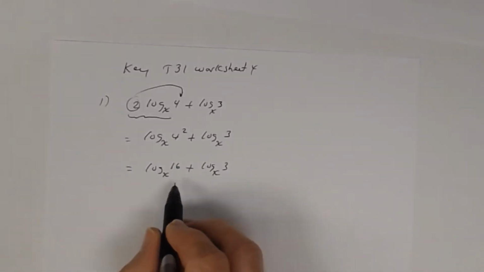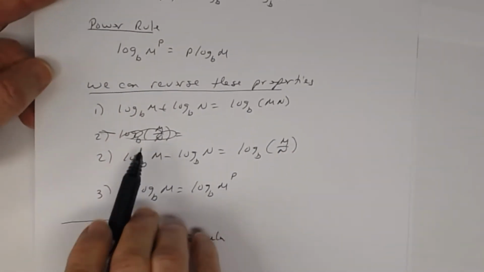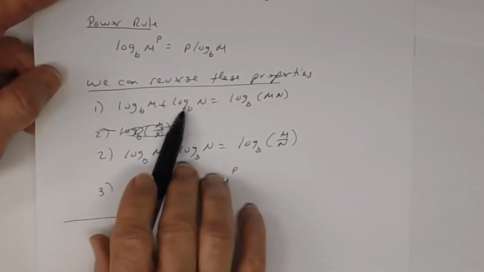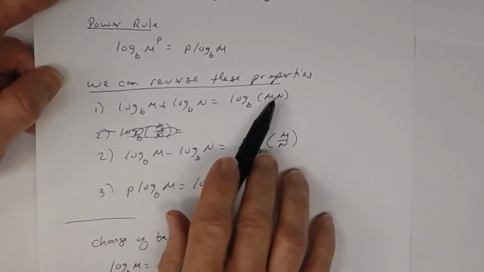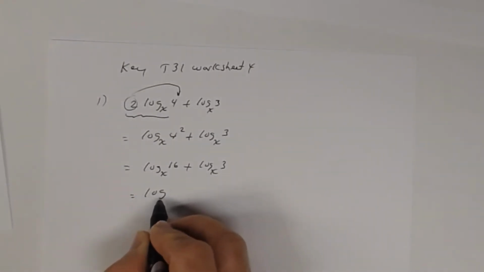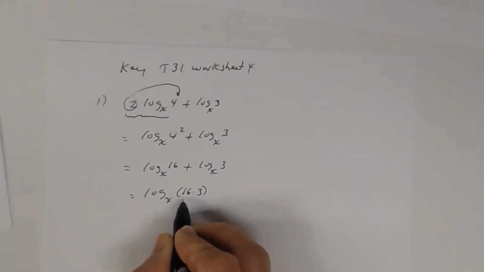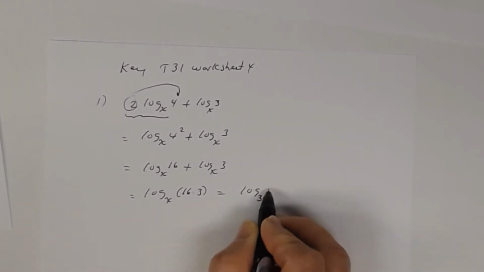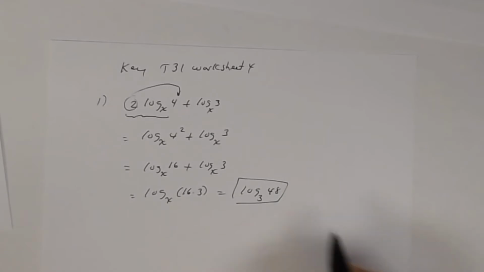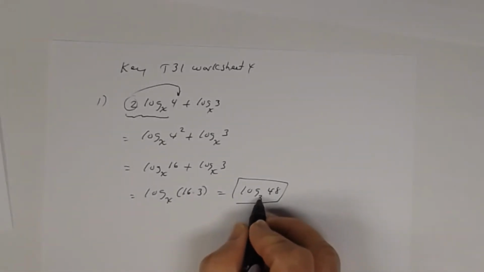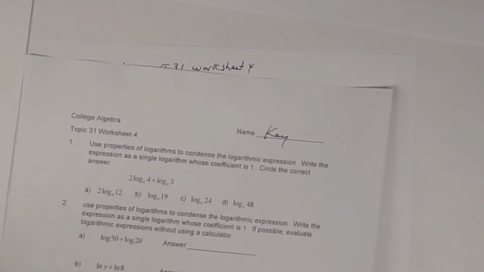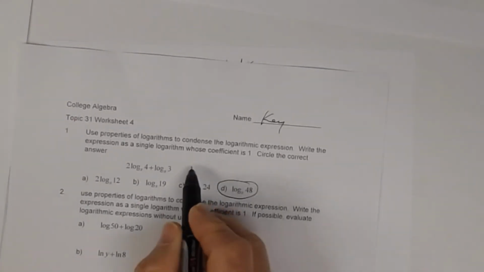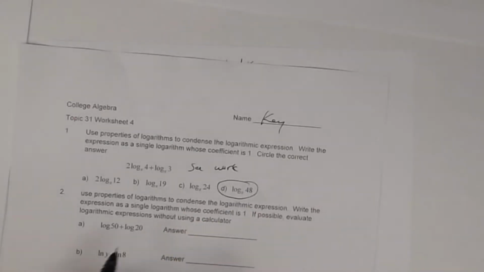All right, and so now I can use the product rule. When I have the sum of two logarithms, notice the coefficients are ones, then I can write it as a product. So I just say m times n. So this becomes the log base x of 16 times 3, and then 16 times 3 is 48. Oops, I didn't mean base 3, I mean base x, so that's x right here. And so therefore the answer to number 1 will be letter D. All right, so letter D.